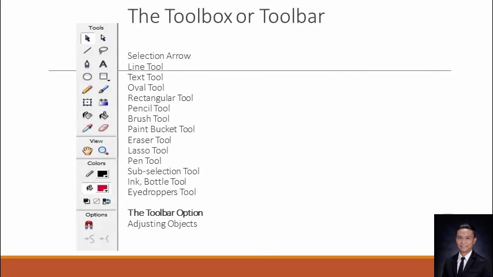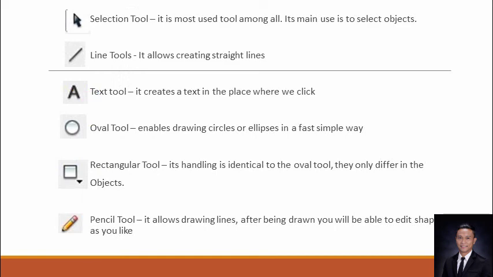So these are all the components of your toolbox or toolbar. Selection tool. It is most used to select the object. Line tool. It allows creating straight lines. Text tool. It creates a text in the place where we click. Oval tool enables drawing circles or ellipses in a fast, simple way.